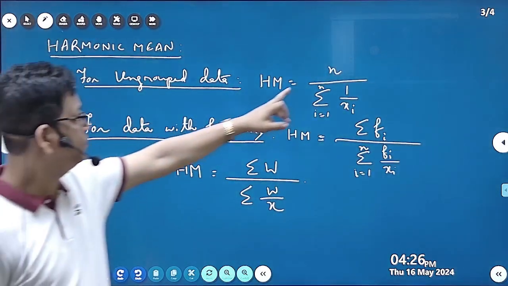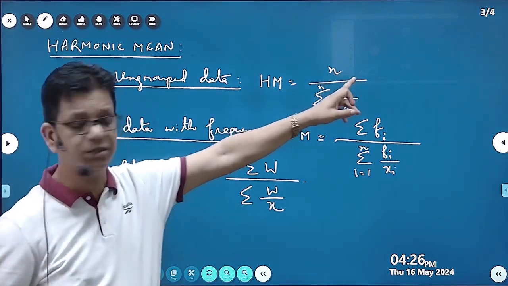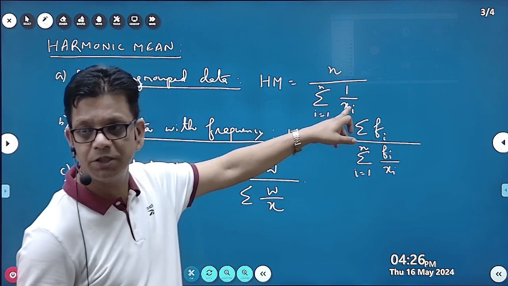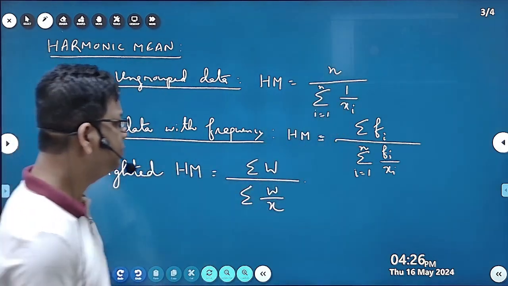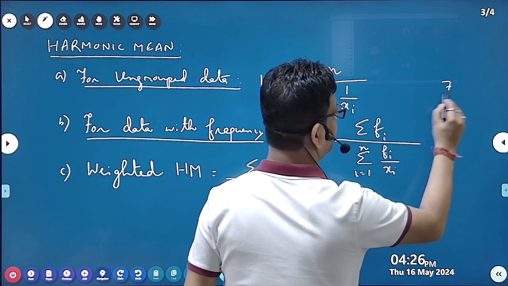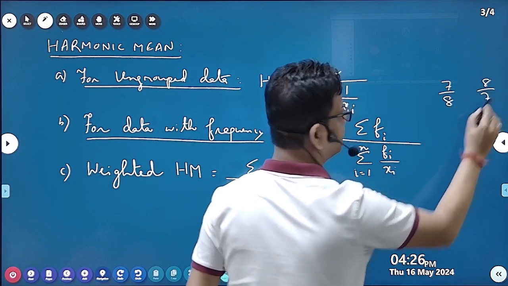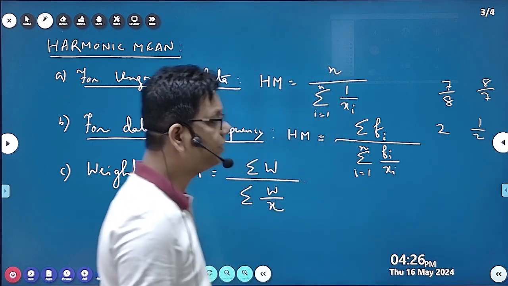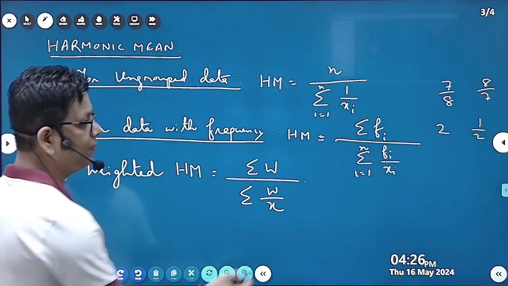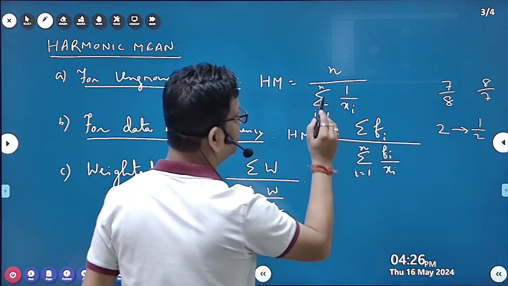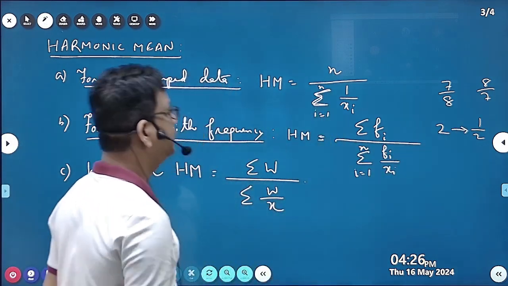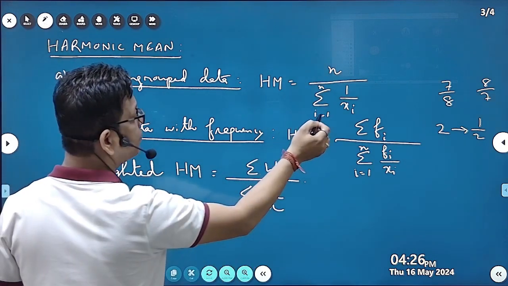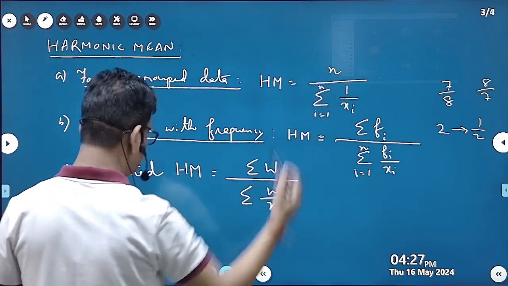Here n means how many such numbers are there. Yesterday also we did this. For every number you have to take the reciprocal, 1 by xi. You know reciprocal: suppose 7 by 8, the reciprocal is the opposite, 8 by 7. If the number is 2, the reciprocal is 1 by 2. We need to take the reciprocal for all numbers, and then total them. Here i equal to 1 to n means the summation of all the numbers from the first to the last; n refers to the last number.